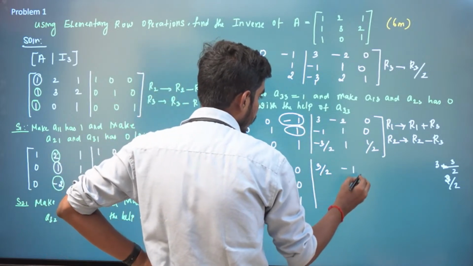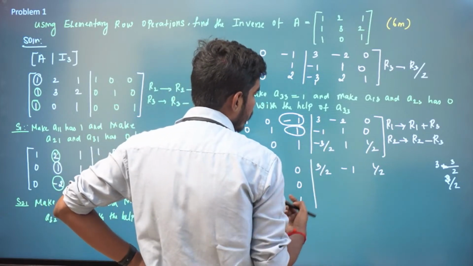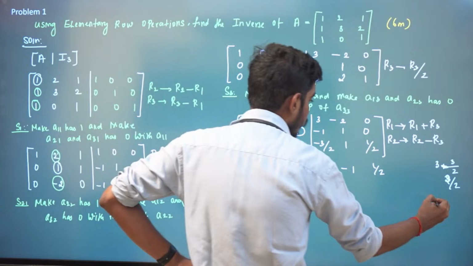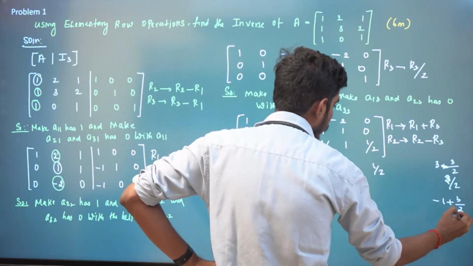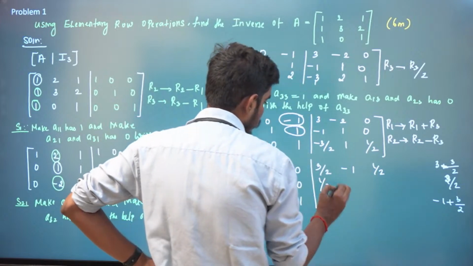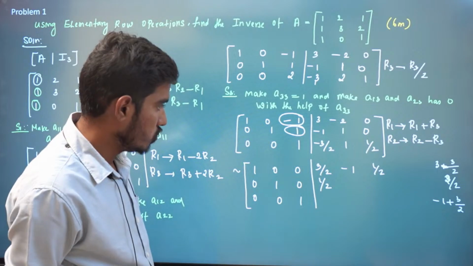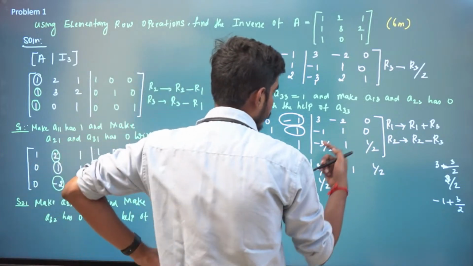Minus 2 plus 1 is minus 1. 0 plus 1 by 2 is 1 by 2. R2 minus R3. So minus 1 plus 3 by 2 is minus 2 plus 3, which is 1 by 2, right? Minus 1 plus 3 by 2, so 1 by 2. R2 minus R3.